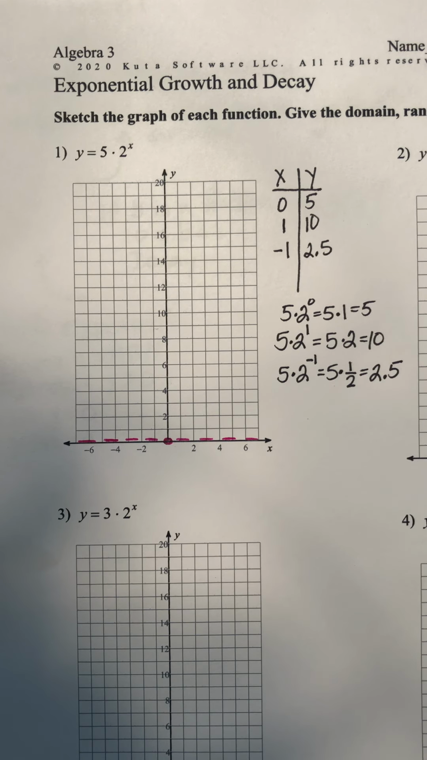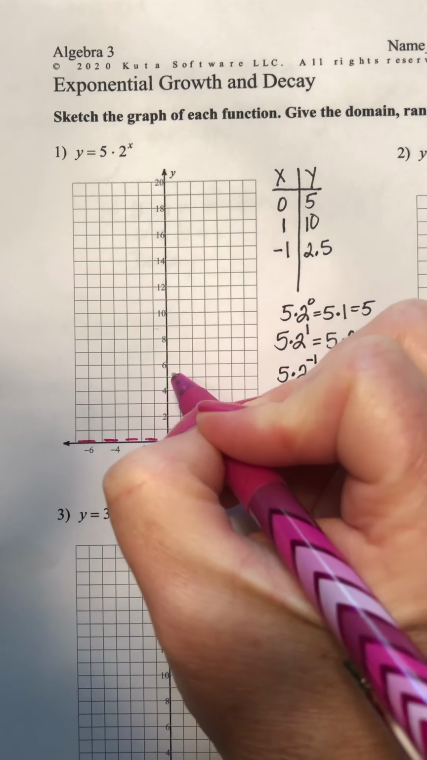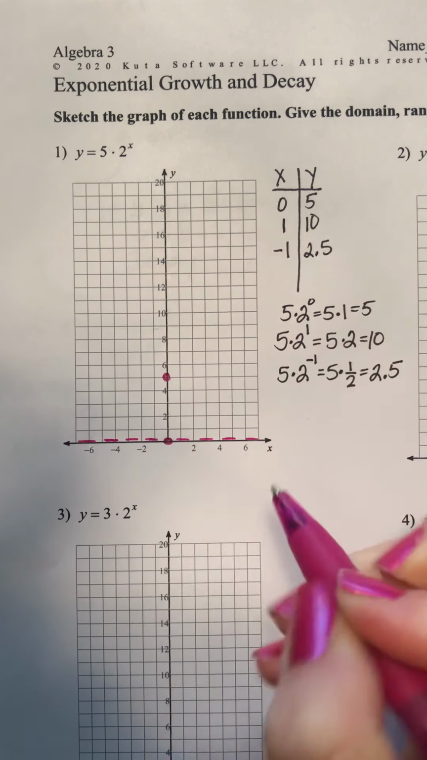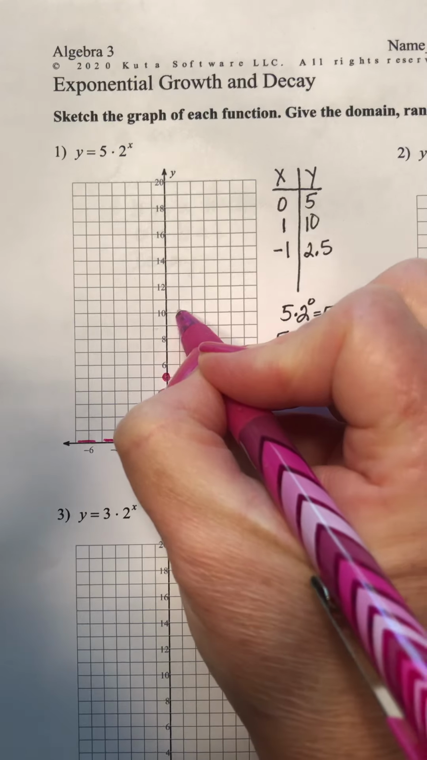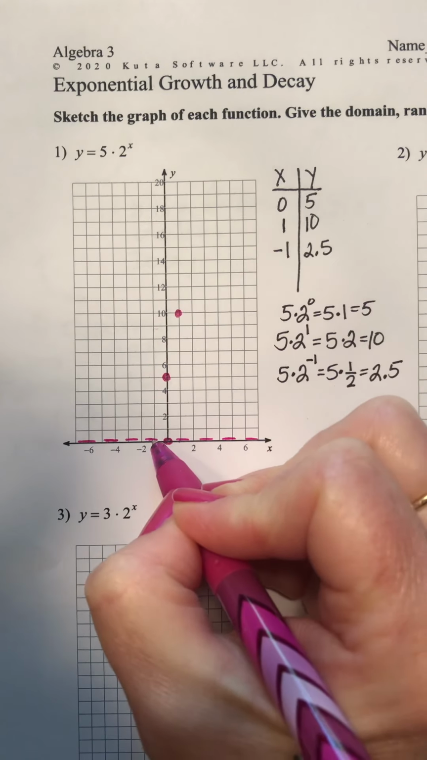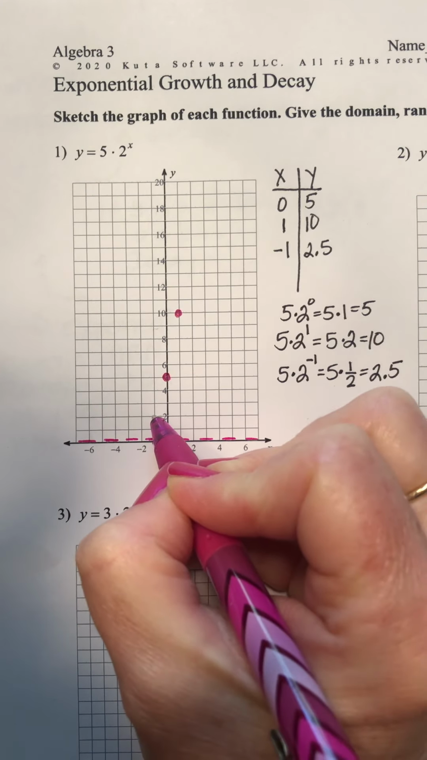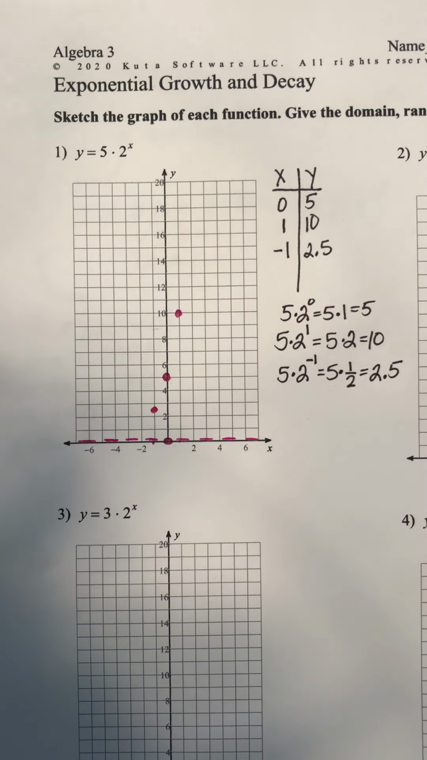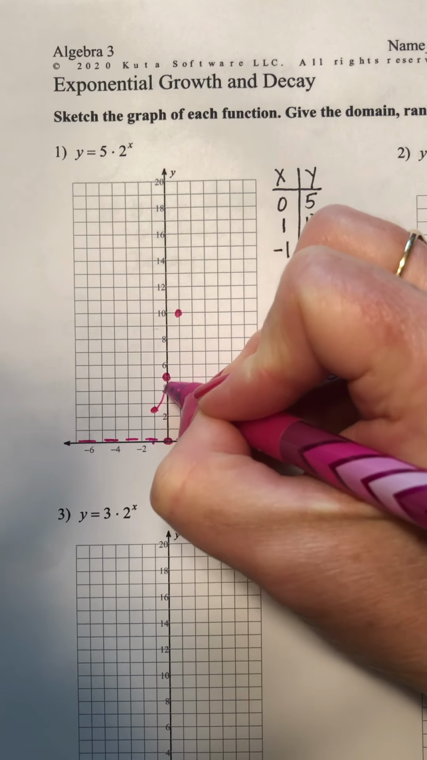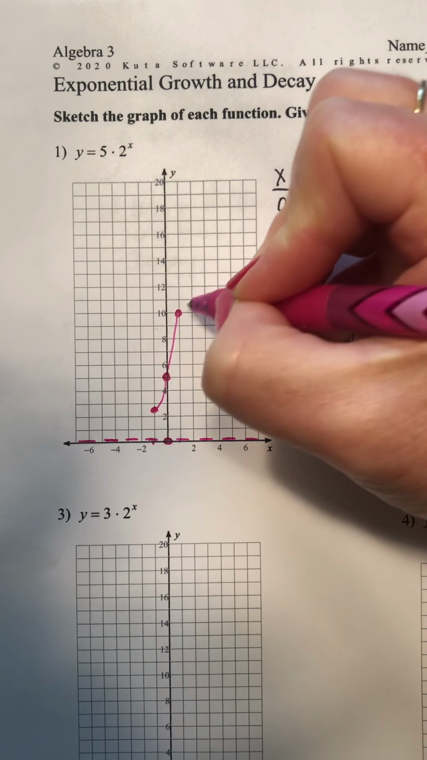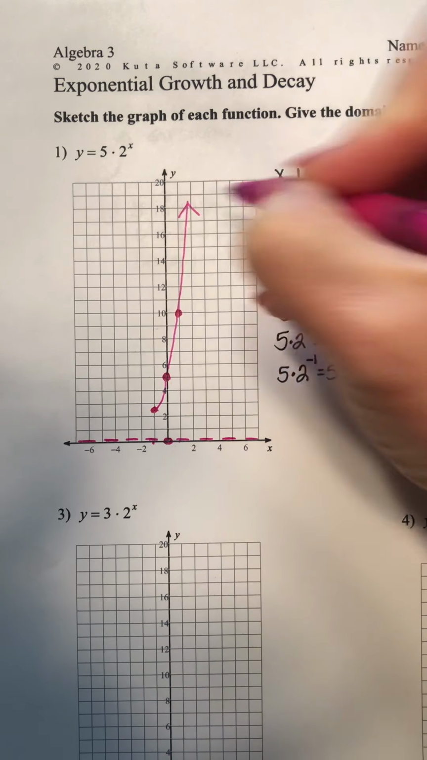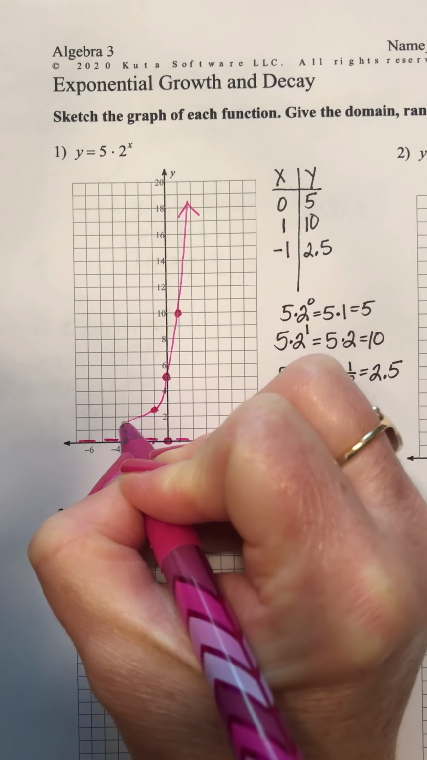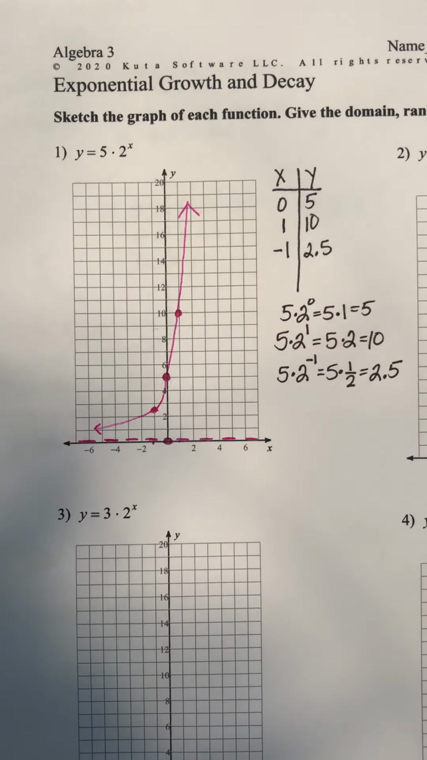So now I'm going to plot these. 0, 5 falls right here. We have 1, 10 is going to fall right here. And -1, 2.5. So I'm going to go up 2 and then another 1/2, because there's the 0.5. So you can see how the 3 points are kind of lined up, and you're just going to connect them. Remember, this is just a sketch. Extend that up, and then you're going to bring this down toward the horizontal asymptote, but you're not going to touch it. And there's your graph for number 1.